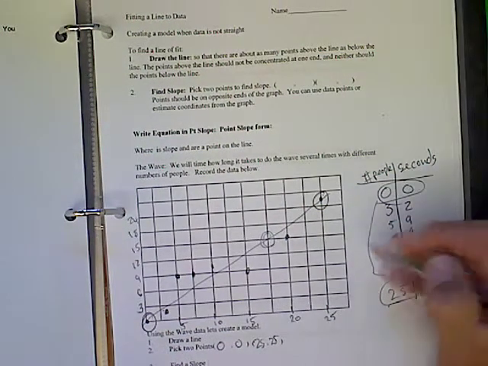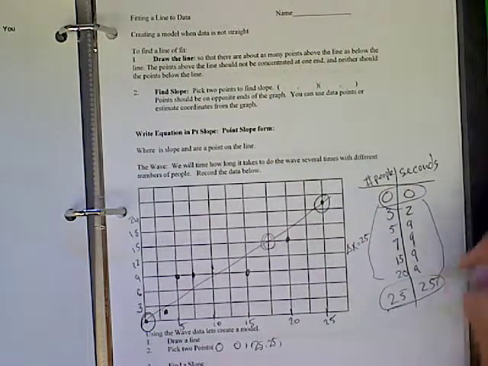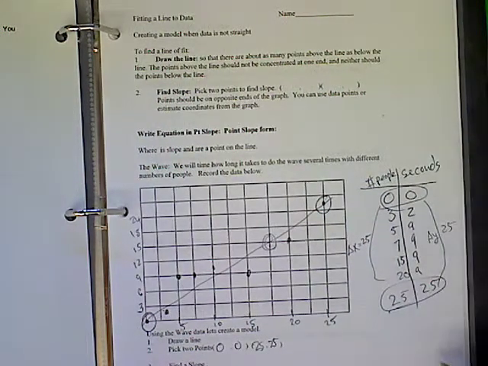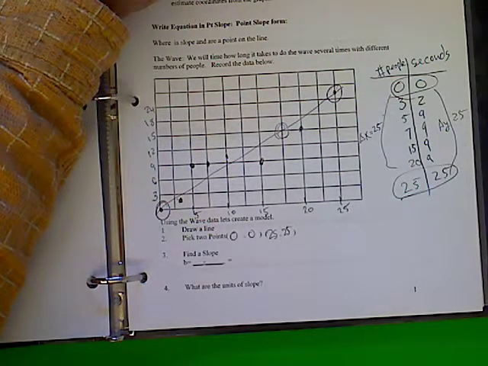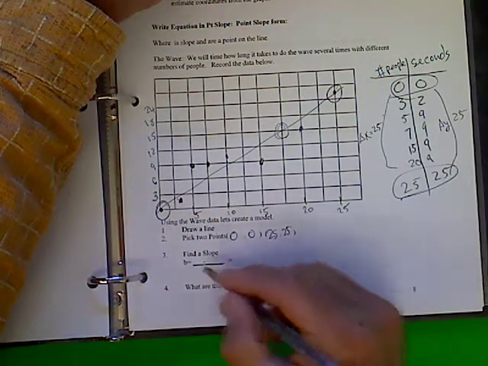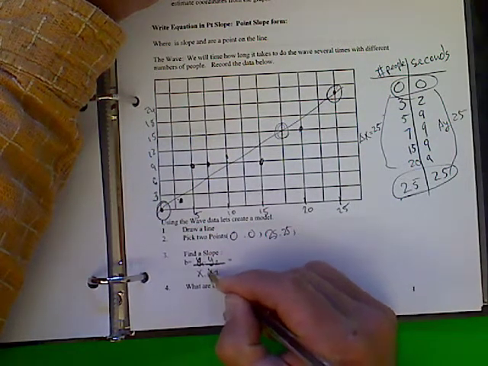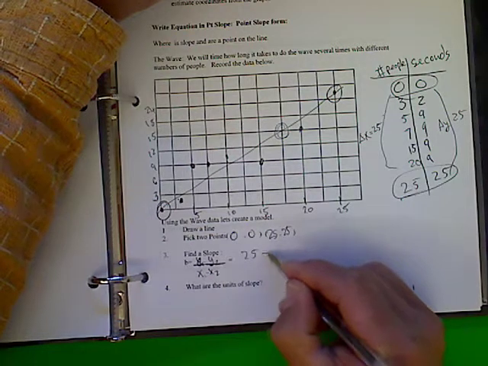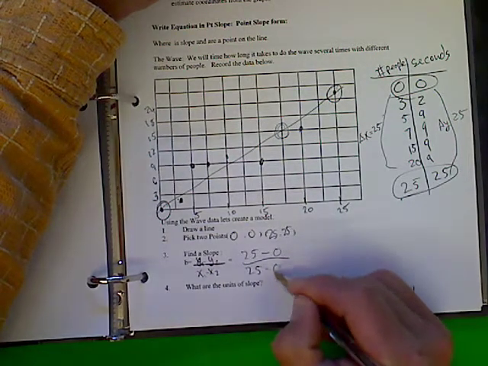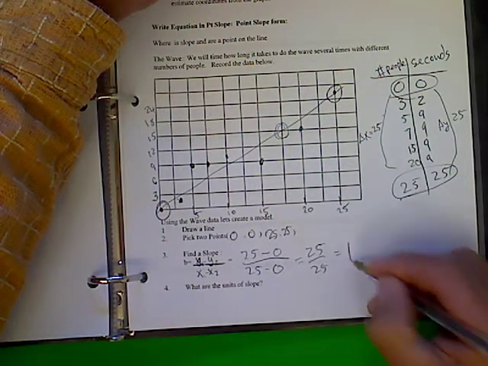Now I could just look at this and see that the change in x is 25, and my change in y is also 25. But let's go through the whole formula just in case it doesn't quite work out that nicely. Okay, we'll zoom in a little bit. So find slope. Remember that is y1 minus y2 over x1 minus x2, where these are the coordinates of one point and these are the coordinates of the other point. So I'm going to say 25 minus 0 over 25 minus 0 equals 25 over 25, or 1.